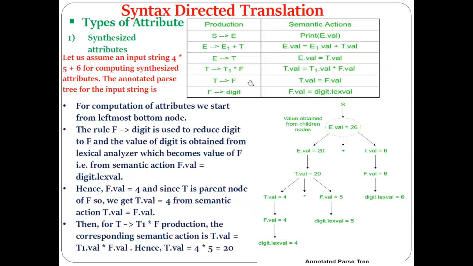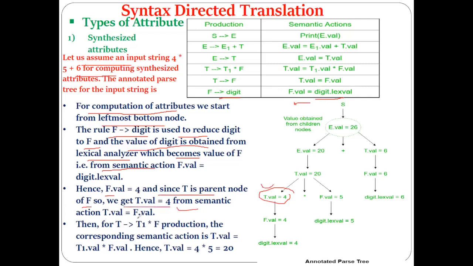Okay. So the same thing we have discussed, I have mentioned here, you can read it to understand more details. For computation of attributes, we start from the leftmost bottom node. And the rule f to digit is utilized to reduce digit to f, like this I have shown you. And the value of digit is obtained from the lexical analyzer, which becomes the value of f. And from the semantic action, f dot val equals digit dot lex val, meaning digit dot lex val is assigned to f dot val. Accordingly, f dot val will get the value 4. Since t is a parent node, meaning this is a parent node of f, we get the t dot value as 4.